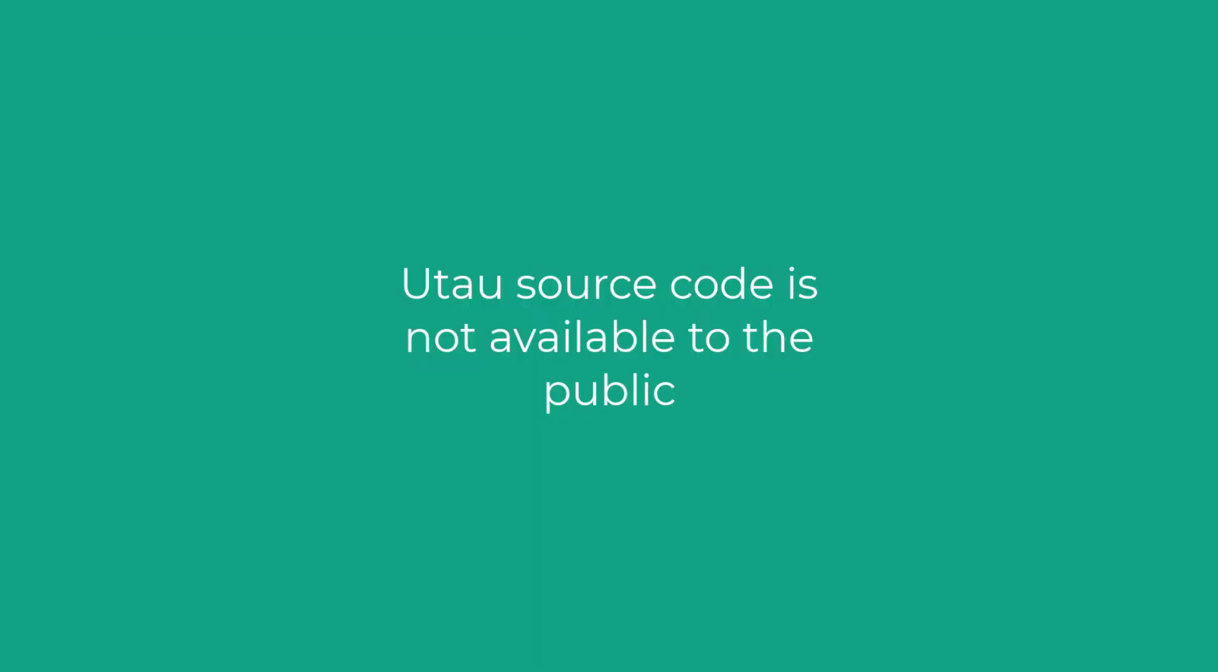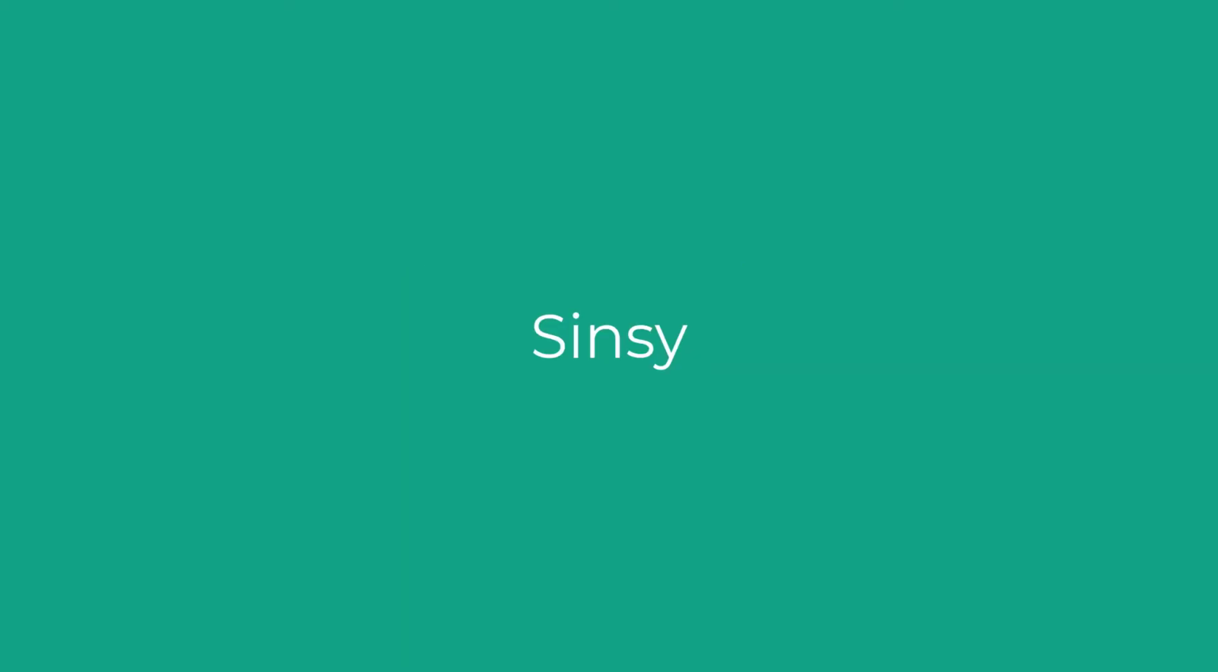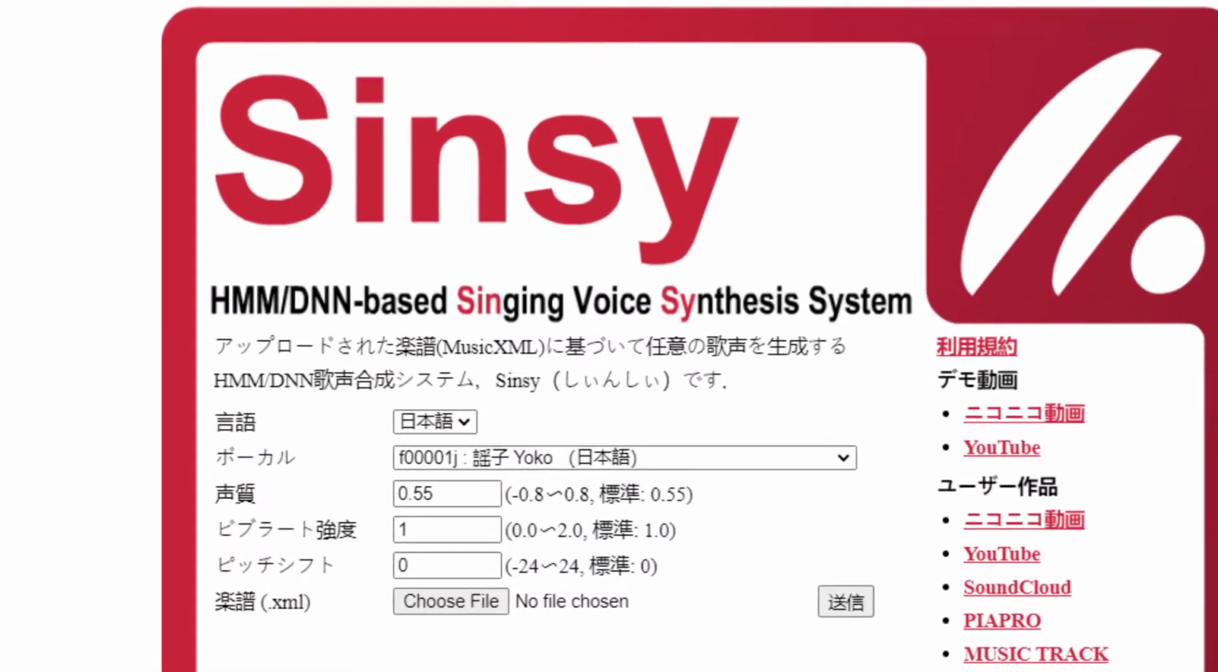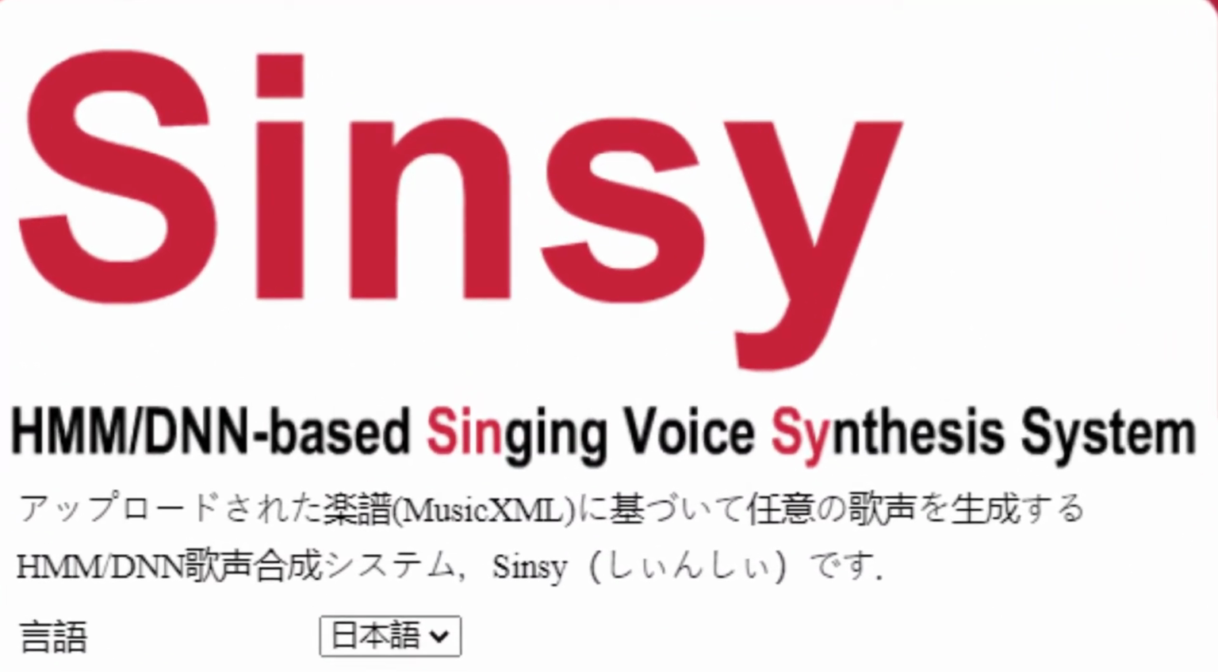The problem with Utao was that the code was not open source, so I could not look inside it to see how it actually worked. So instead, I found Cincy, a free open source vocal synthesizer, and decided to base my project off of it. When I looked into the code and documentation of Cincy, I found that there was a lot of math that I'd need to learn in order to fully understand what was going on.